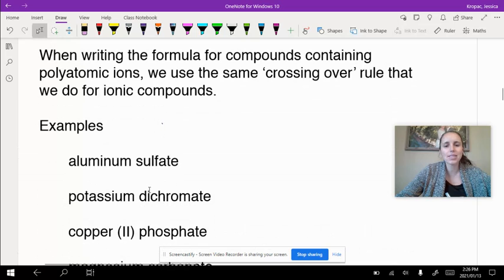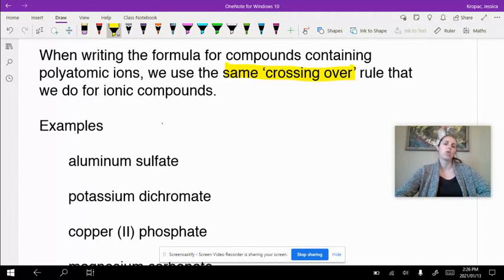Let's take a look at how we write the formulas for polyatomic ions. So remember, polyatomic ions are ionic bonds, that means that we are going to use the same crossing over rule that we did for our ionic compounds. So we're going to use the crossing over rule just like we did before. So, aluminum sulfate.